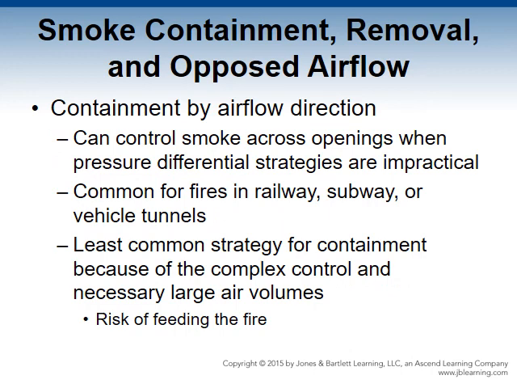Containment by airflow direction. When the pressure differential strategy is not practical, airflow velocity can control smoke across openings. A large volume of air flowing in a particular direction prevents smoke and gas from moving into the area of buildings. Manipulating airflow is common for managing fires in railway, subway, or vehicle tunnels. It is the least common containment strategy because of the complex control and large air volumes needed to make it work. There are also concerns that air could feed the fire's growth by providing more oxygen.